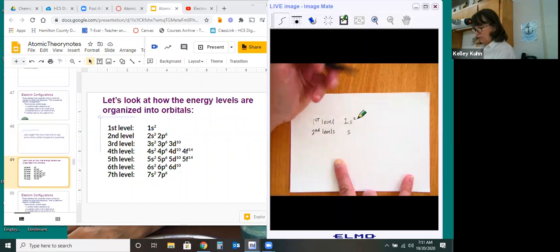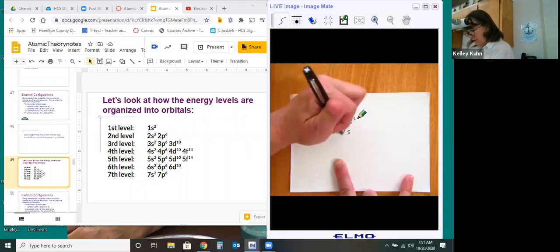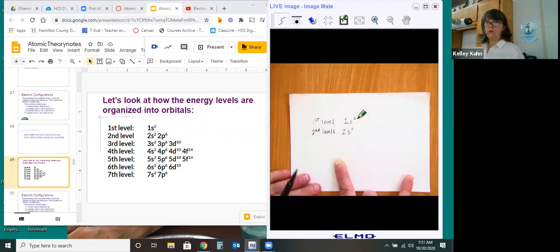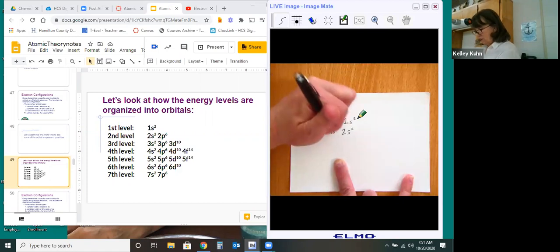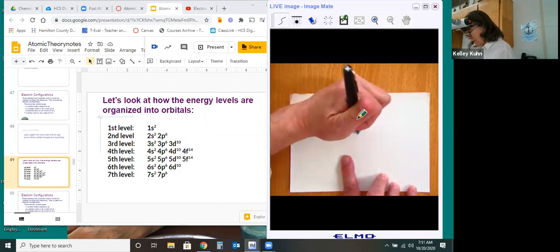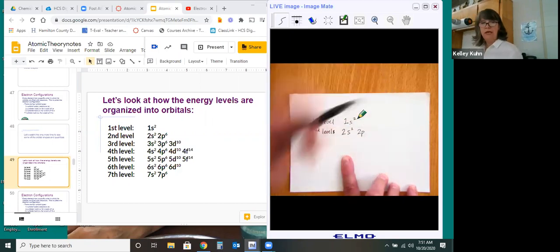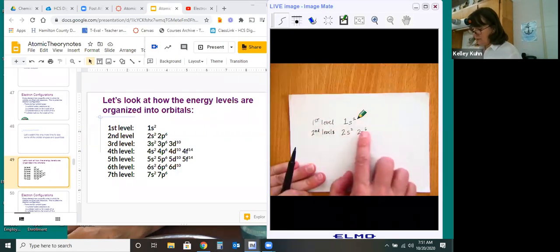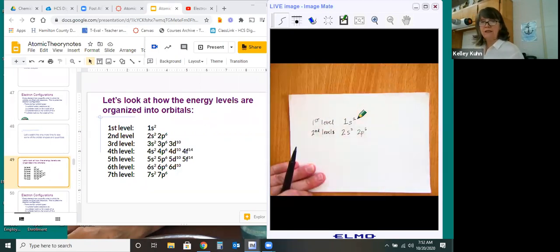And that s orbital is on the second level, so we put a 2 in front of it. It still holds 2 electrons. The s orbital can hold no more than 2 total electrons. On the second level, we do add the p orbitals. Because they're on the second level, we put a 2 in front of them. And the p orbitals, do you remember from your prior slide how many electrons they can hold? They can hold up to 6. So these numbers up here, these superscripts, are just how many electrons can fit in those orbitals.